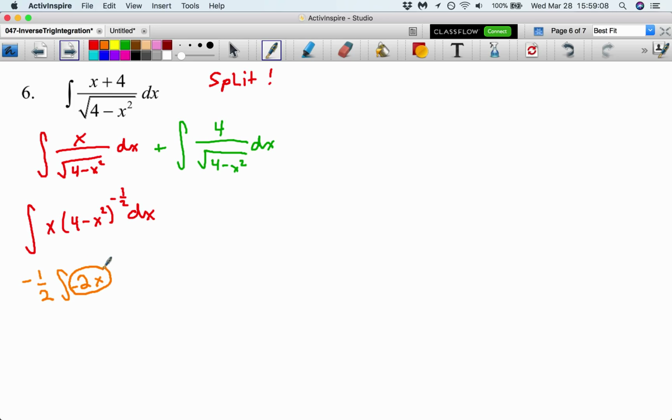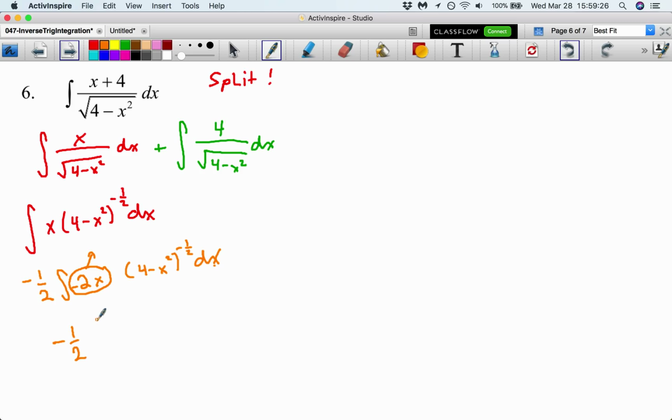That's the hook off. Don't actually erase that or anything. Don't be crazy. But then once you have that form, you can go right to here. Negative 1/2.